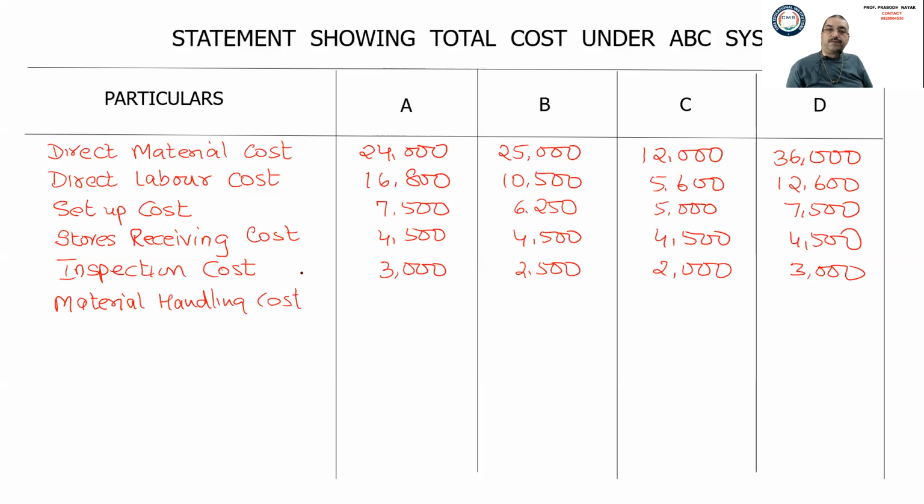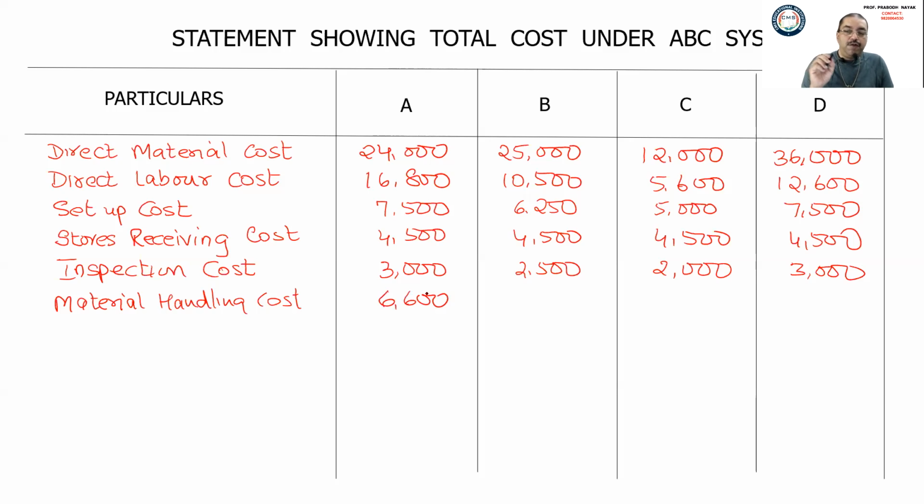One batch consists of 10 units. Output is 600 for A, so 600 divided by 10 is 60, into 110. Absolutely. So we have to first find out the number of batches. 600 units of A are manufactured, and every batch is 10 units of the product. So 600 divided by 10 gives 60 batches. So 60 batches into 110 gives us 6,600.